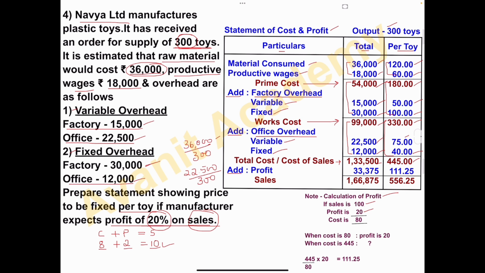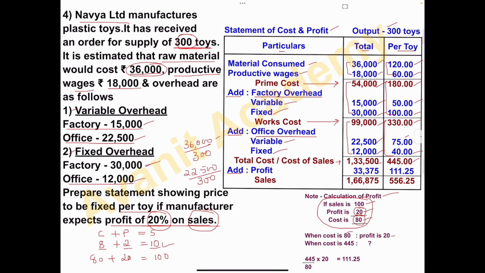So to get the cost amount, what we have to do? From sales you have to minus the profit amount. So 100 minus 20, you will get rupees 80. So 80 is the cost. Make an equation: when the cost is 80, profit is 20, correct?